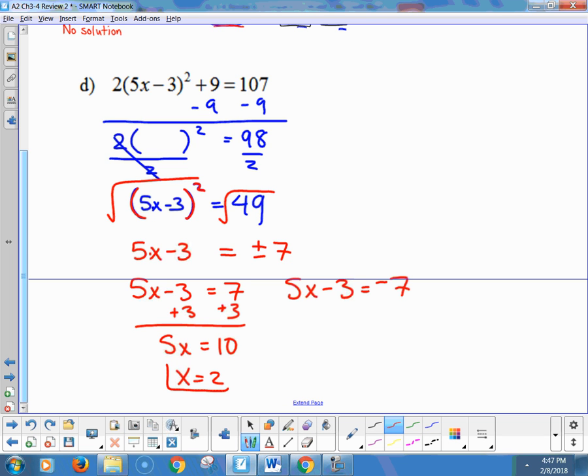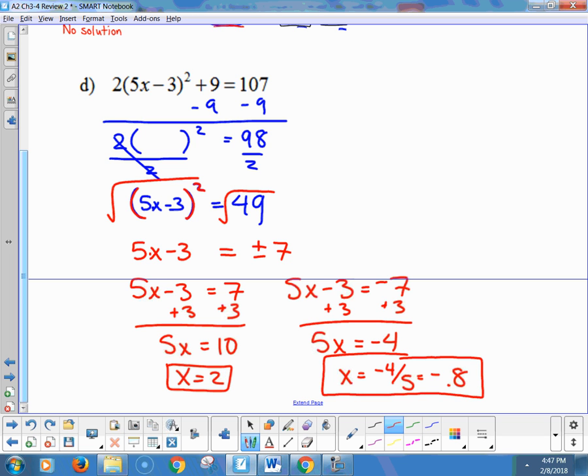Let's see, here if we add 3 to each side, we get 5x must equal 10, so perhaps 2 is a solution to this. We should check it though. And here if I add 3 to each side, I get 5x must equal negative 4. So x would be negative 4/5, or negative 0.8. So perhaps this is a solution. It would be wise to check these things.